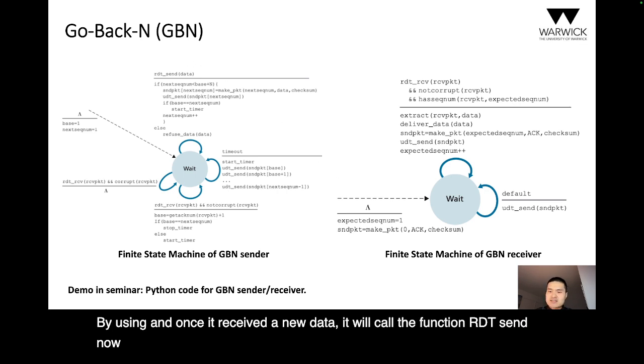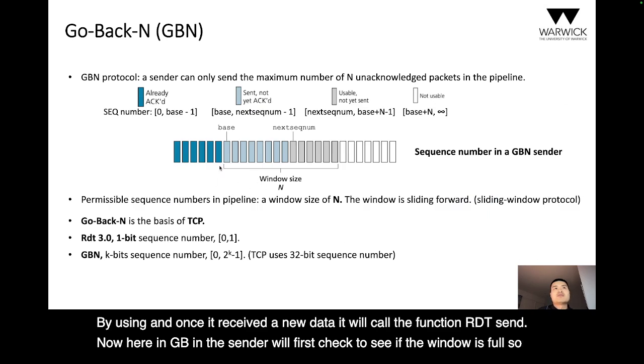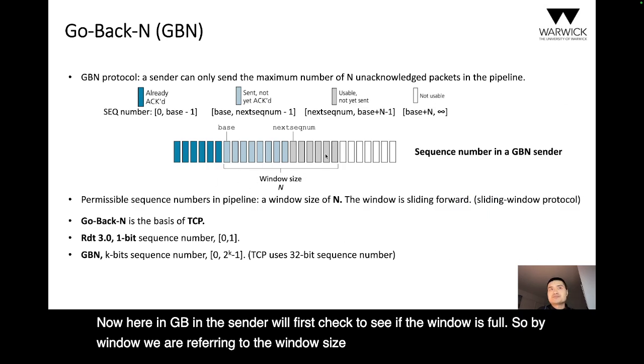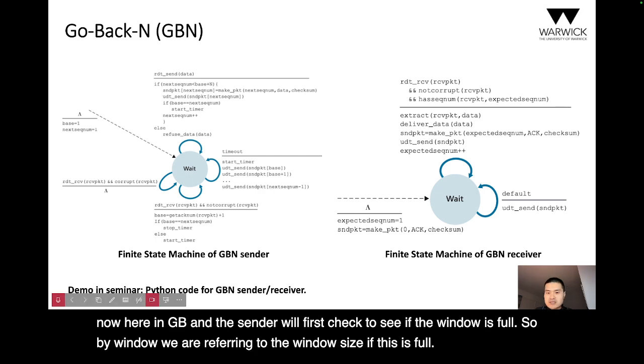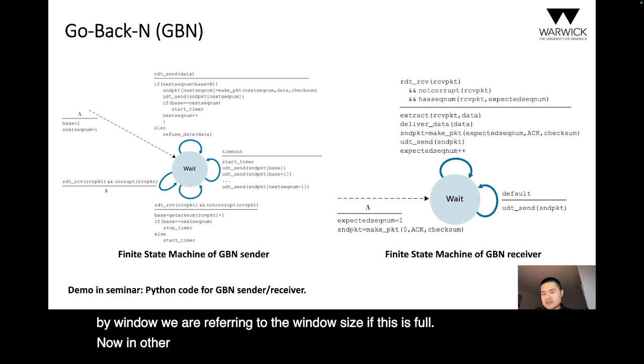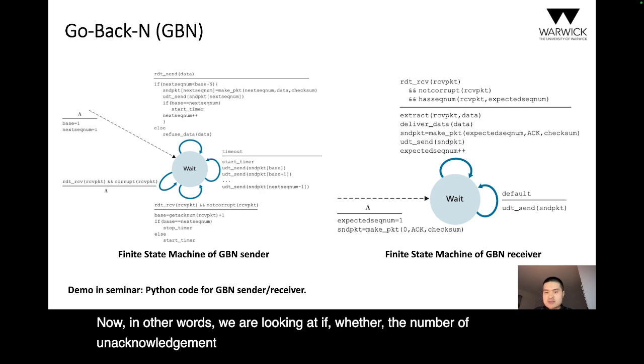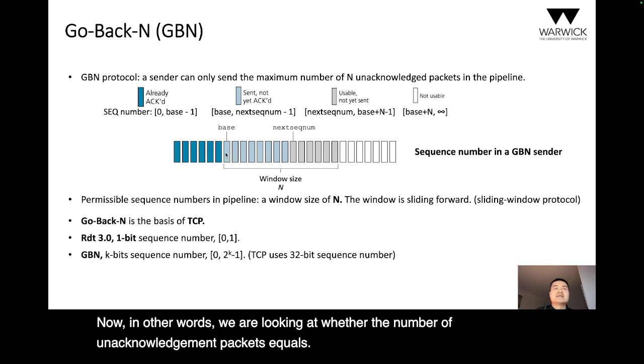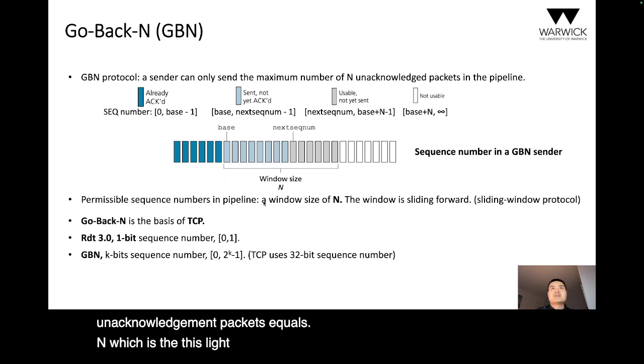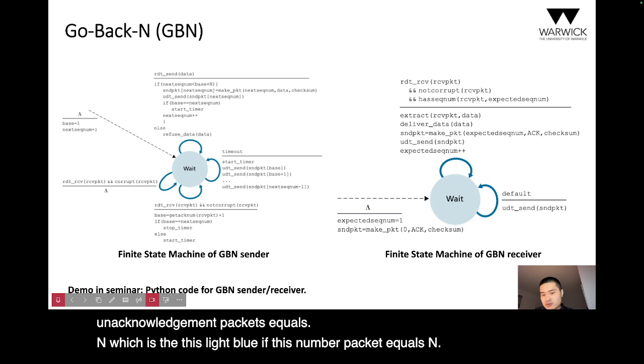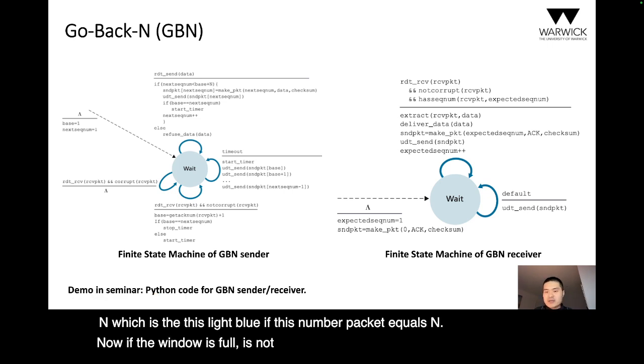Now here in GBN, the sender will first check to see if the window is full. By window we are referring to the window size. In other words, we are looking at whether the number of unacknowledged packets equals N, which is this light blue. If the window is not full, then a packet will be created and sent. We will call this make packet.